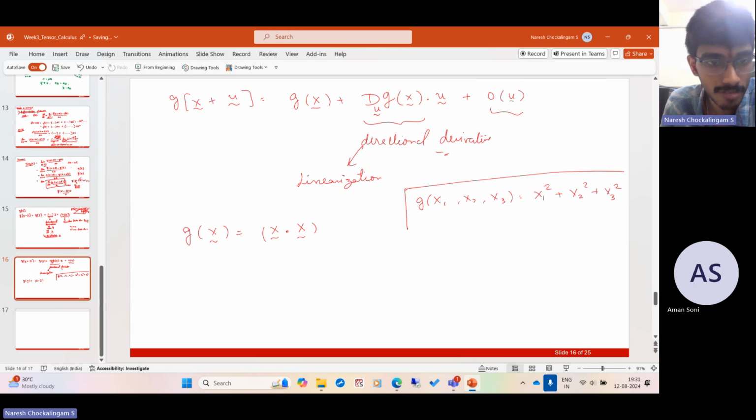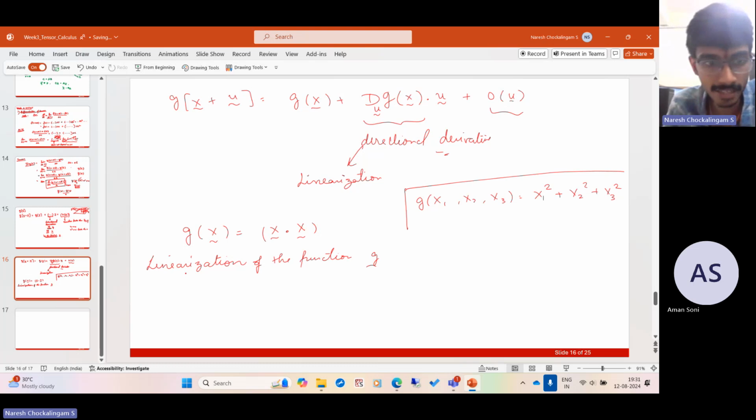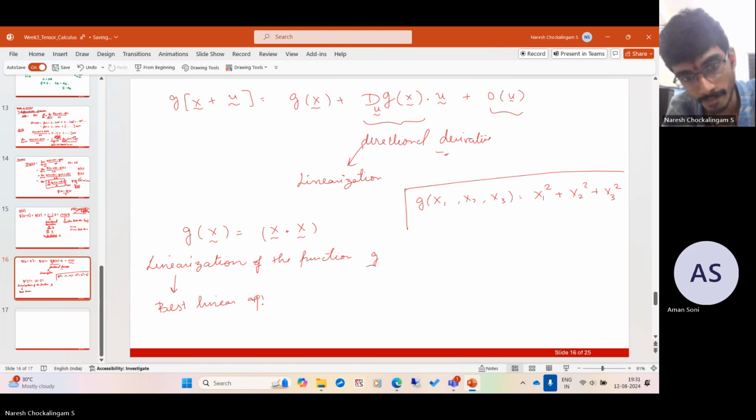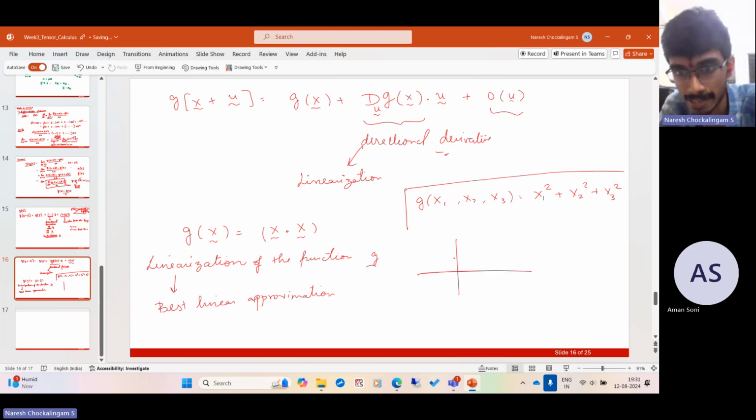Now let us suppose we are interested in the linearization of the function g. What is linearization? Linearization is the best linear approximation to any function. Any nonlinear function, given it has continuous first derivatives, can be linearized. Say you have y is equal to x square. It is not a linear function. It's not a straight line.